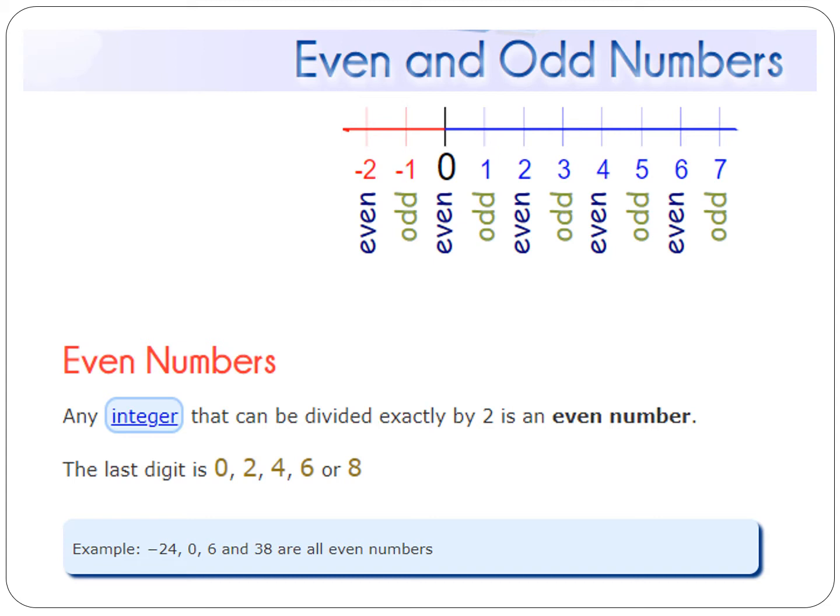For example, minus 24, do you see it ends on a 4? 0, 6 and then 38. Do you see 38 ends on an 8? They are all even numbers.